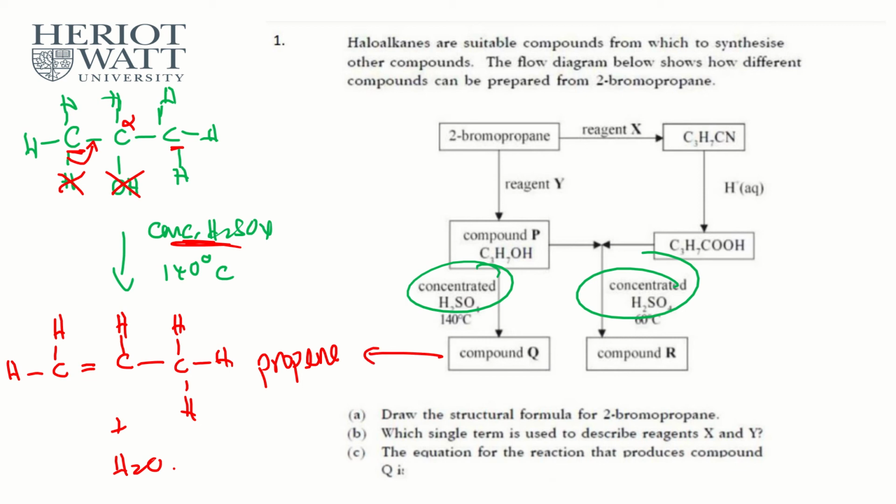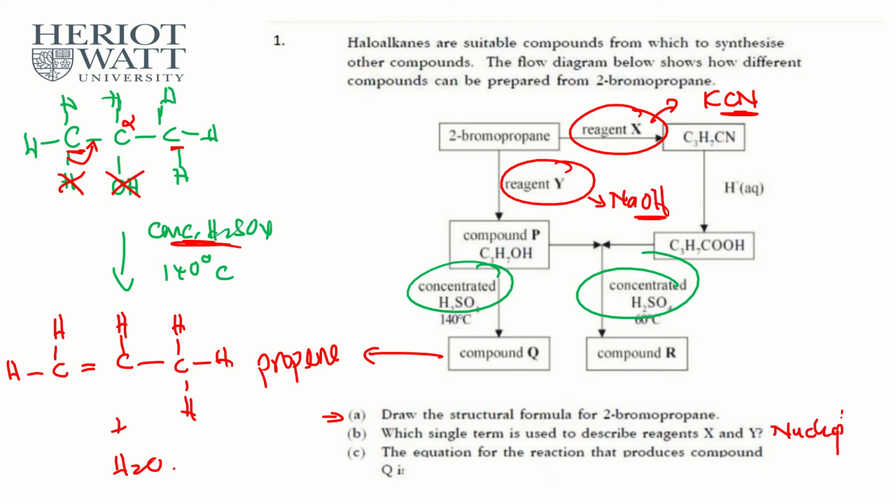All right, so we have identified everything just based on the flow diagram, in fact, and next we're going to answer the questions from what we have deduced. All right, now let's look at question 8. Draw the structural formula for 2-bromopropane, which we have done. Which single term is used to describe reagents X and Y? What are X and Y? A single term to describe reagents X and Y. Now X, just a reminder, is KCN or NaCN, and Y is actually NaOH. Now both consist of OH and CN. They both have lone pairs. So what is the term used?